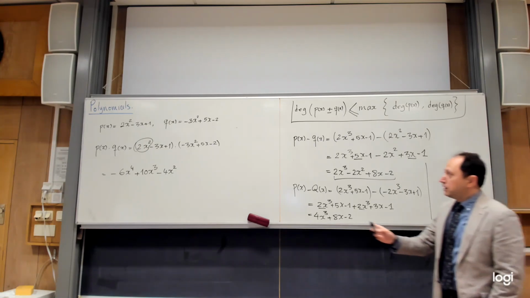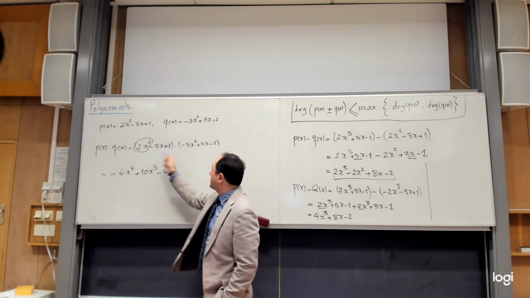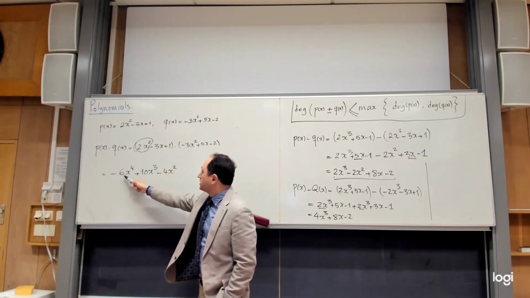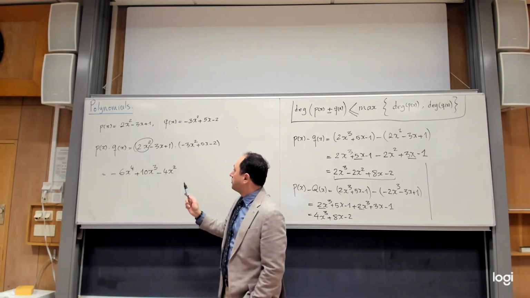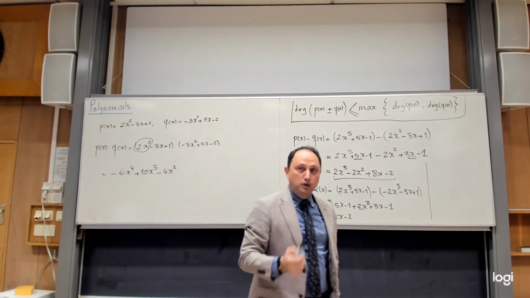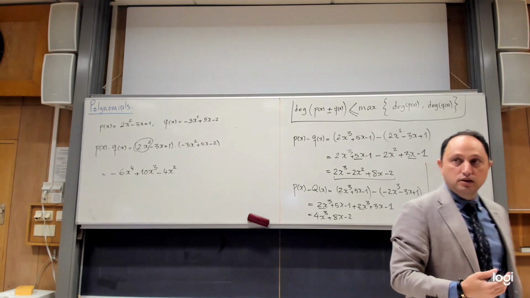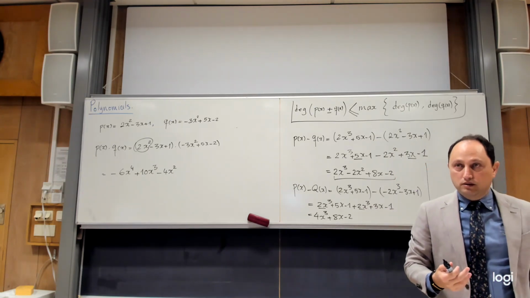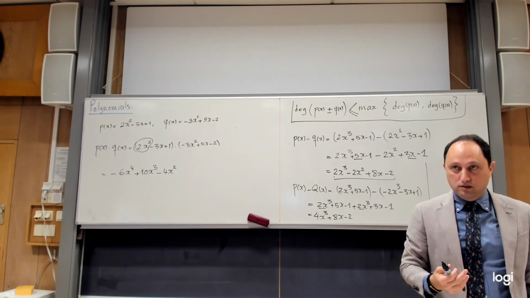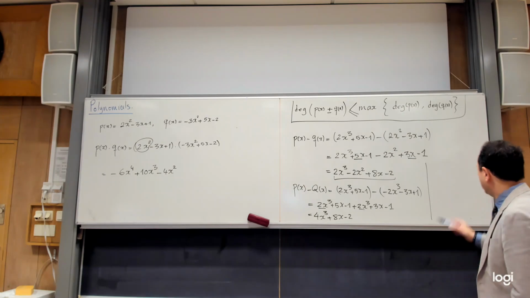So you see, when I multiplied that by that, I multiplied 2 by minus 3, which is minus 6. And then I multiplied x squared by x squared. I write x to the 4. So which rule am I using? Yes, x to the power of 2 times x to the power of 2 is the exact same as x to the power of 2 plus 2. So this is the main rule.